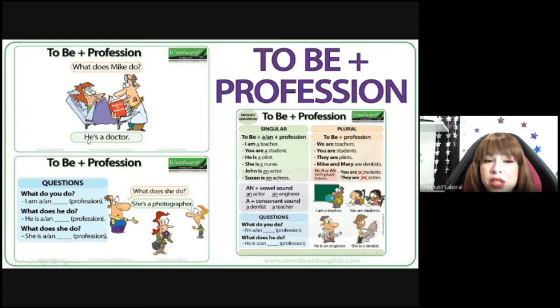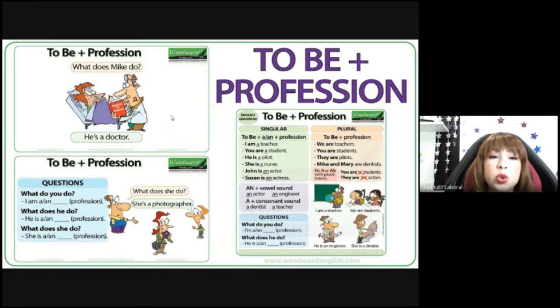Here we have the subject, the pronoun, in this case he, the contraction form of is, and the profession, doctor. In here we have more details. You have the question, what do you do? It asks for your profession. If the question is for me, what do you do? I am a teacher. What do you do? You are a student. What does he do? In this case, we are talking about a male singular. He is a doctor.